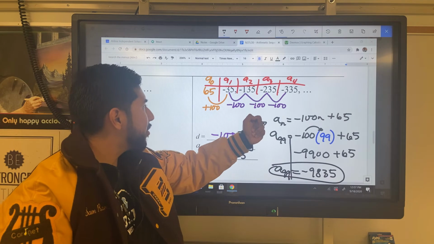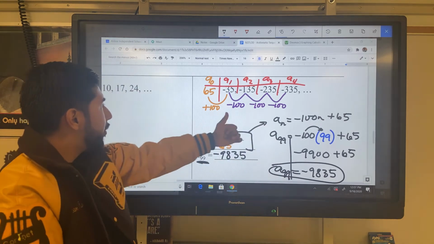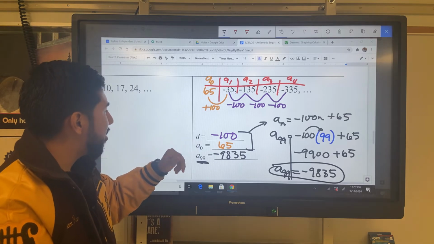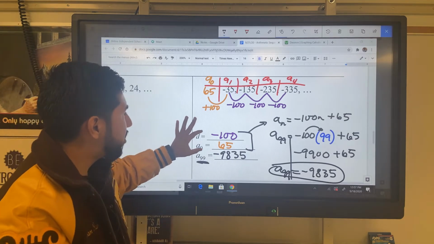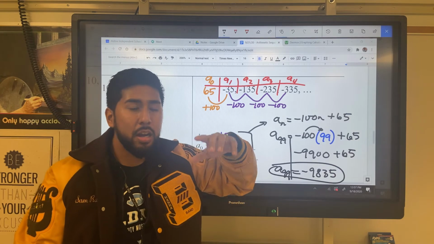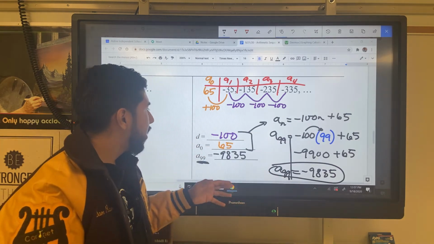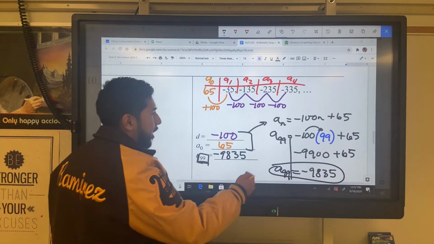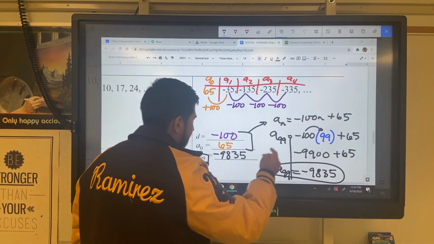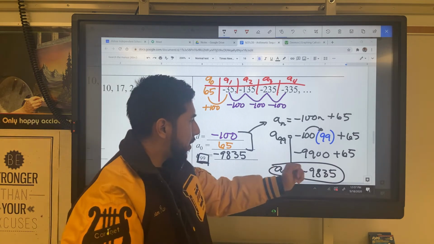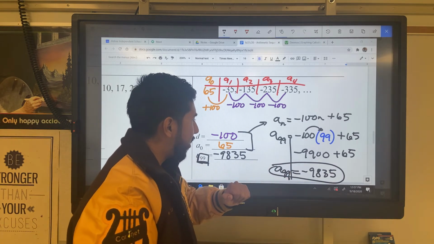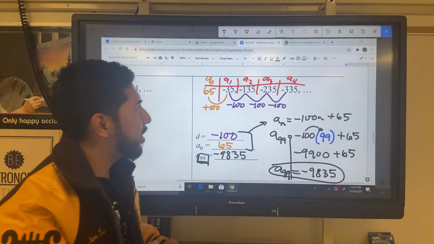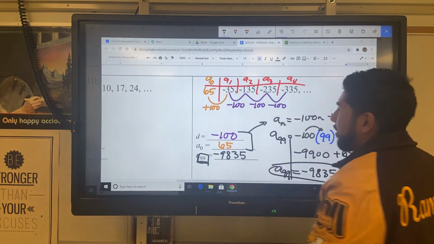We found the pattern was negative 100, that's our D. We went backwards and got a positive 65. Hopefully I did that right because I did it all in my head. With these two pieces of information, we made our recursive formula, and then we substituted 99, because hopefully you caught that 99 is my n. Replace the n's with 99, multiply, add. Hopefully I got that number right since I did it in my head, but I'm pretty sure I did. Great, I wish I could say any questions, but nobody's here.